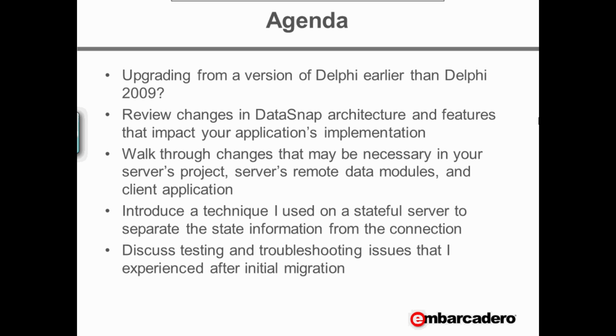I'll start out by mentioning some of the concerns if you're upgrading from a version of Delphi earlier than 2009, and a suggestion that I have in that scenario. Then I'm going to review changes in the DataSnap architecture and features that impact your application's implementation with the new DBX DataSnap. I'll walk through changes that may be necessary in your server's project, the server's remote data modules, and the client application. Then I'm going to introduce a technique that I use on a stateful server to separate the state information from the connection.